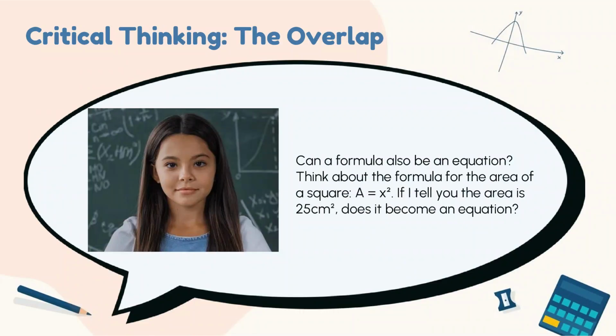Now let's think a bit more deeply. Can a formula also become an equation? Look at the formula for the area of a square. A equals x squared. This is a formula because it links two variables, area and side length. But what happens if I tell you the area is 25 centimeters squared? Now we have 25 equals x squared.